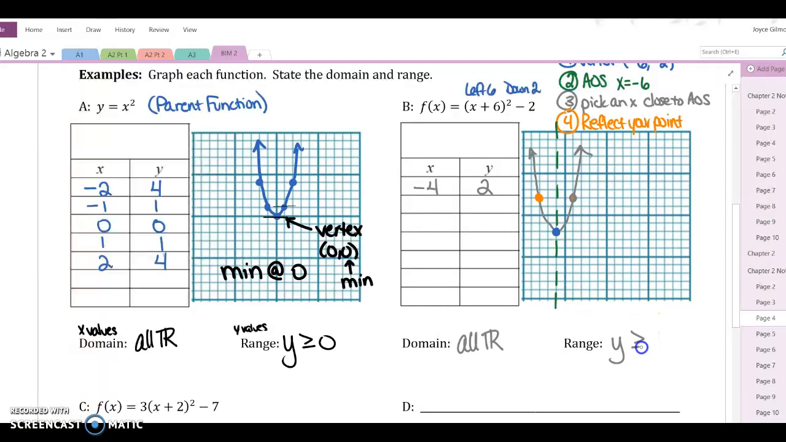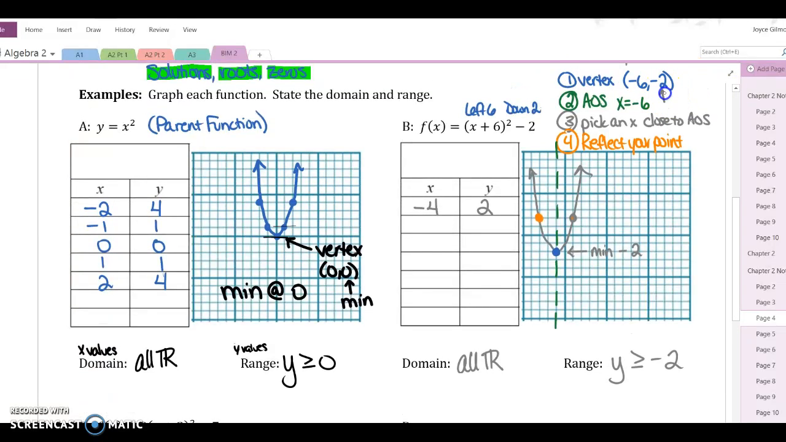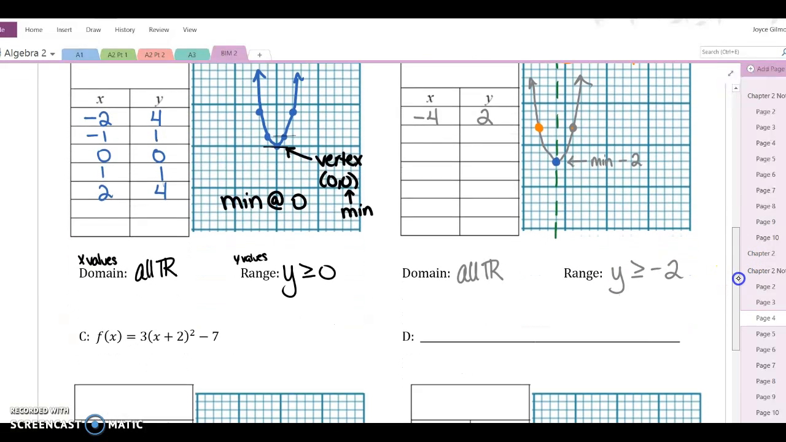All right. Y is greater than or equal to. How did this graph move? It moved left 6, down 2. Well, range is the y values. That's kind of the up and the down. So if we move down 2, this minimum value is -2. All of our y values are -2 or larger. So the vertex is -6, -2. That -2 is your minimum value. If the vertex is on the bottom, it's a minimum, and your range is y is greater than or equal to the minimum, -2.